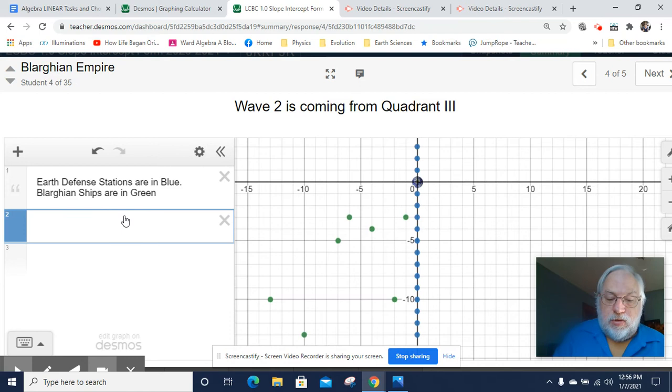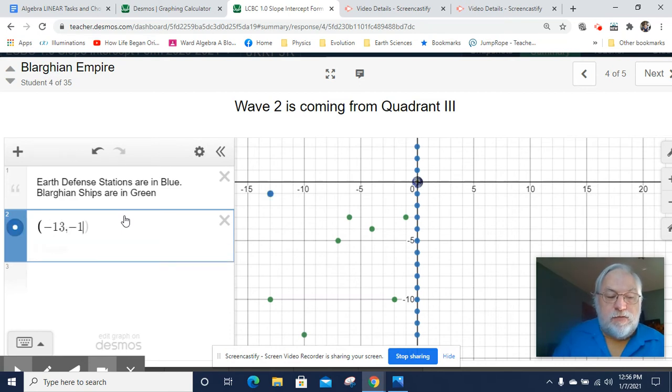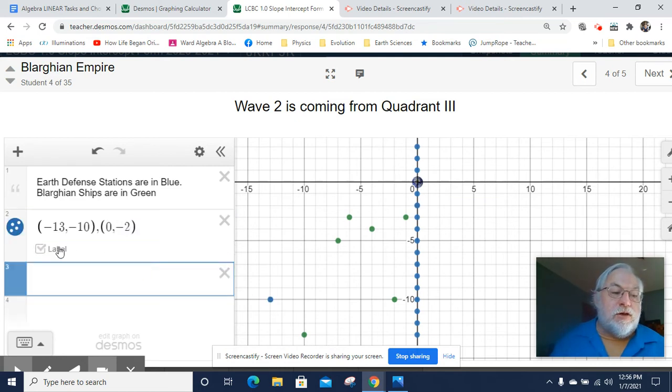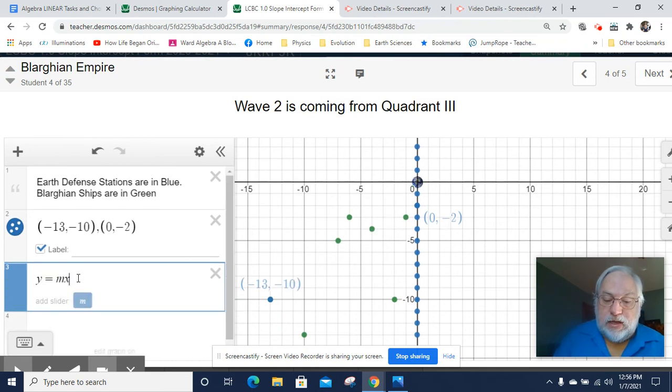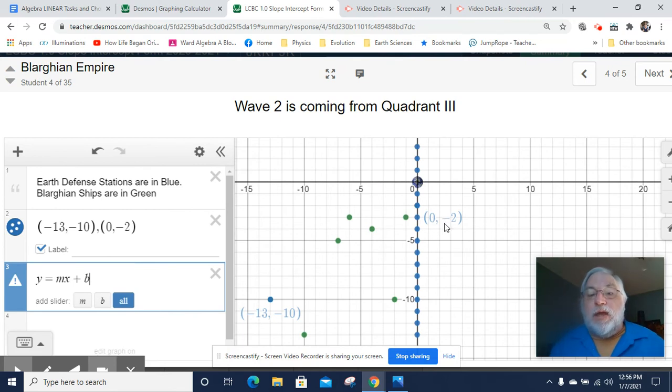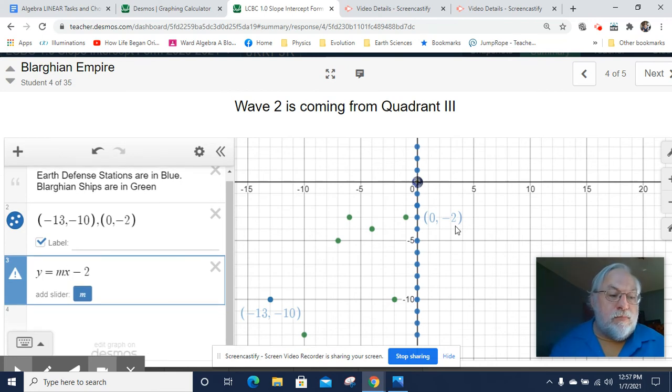So I'm going to plot those, negative 13, comma, negative 10, and 0, comma, negative 2. And I need to make an equation that goes through those points. I'll label them. So it's going to be slope-intercept form. So it's y equals the slope times x plus the y-intercept, which will be b. Now, my y-intercept for that line, I've already got it. It's right here. It's negative 2. So that's going to be plus negative 2. I may as well write that as minus 2. The y-intercept is negative 2.